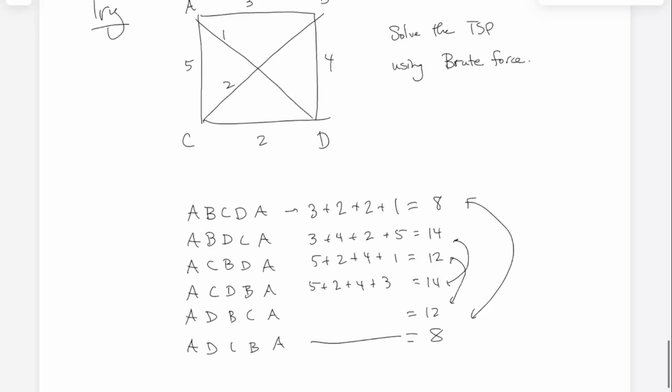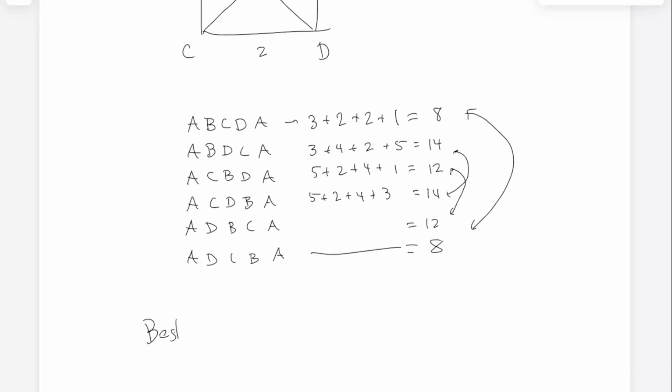Anyway, the best route is A, B, C, D, A, or the reverse of that, which would be A, D, C, B, A, for 8. All right? That's how we do it.